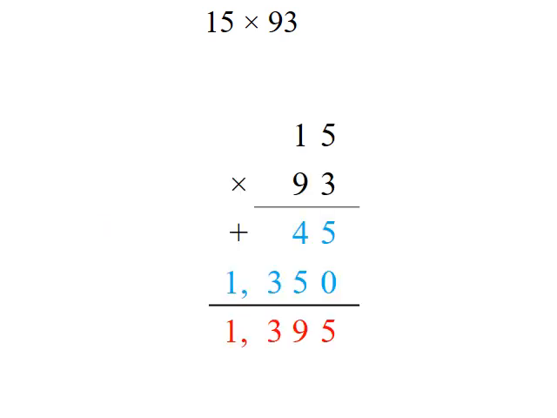Now let's add the partial products. 5 plus 0 equals 5. 4 plus 5 equals 9. 3 plus 0 equals 3 and 1 plus 0 equals 1. So the answer is 1395. 15 times 93 equals 1395.